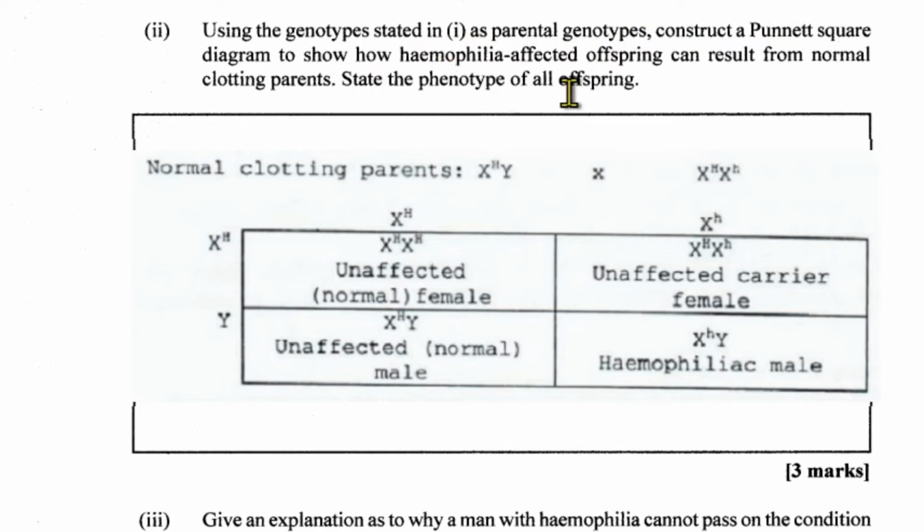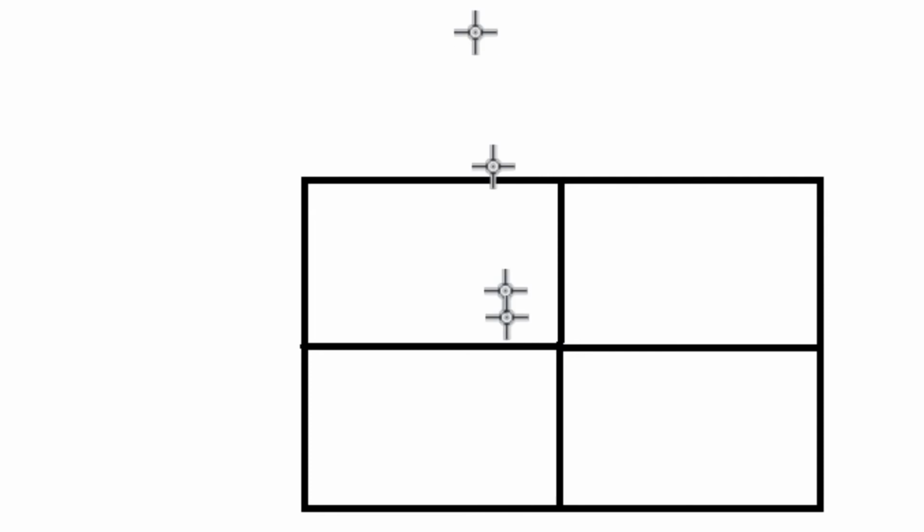State the phenotype of all offspring. Just so you remember, what a Punnett square represents is not that these 2 people are going to have 4 children, but this would be 4 possibilities, right? Or the ratio out of 4 of what the children would be.